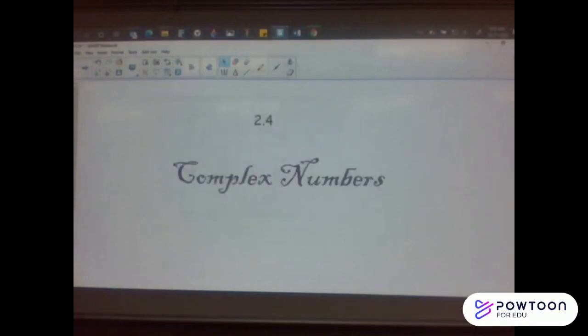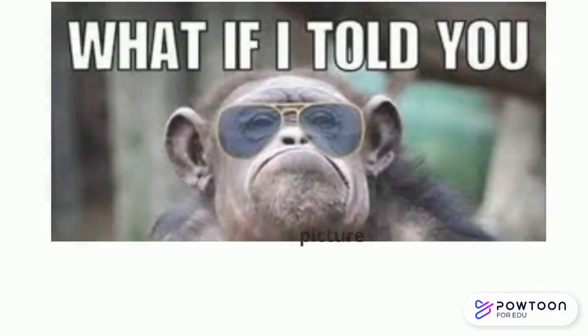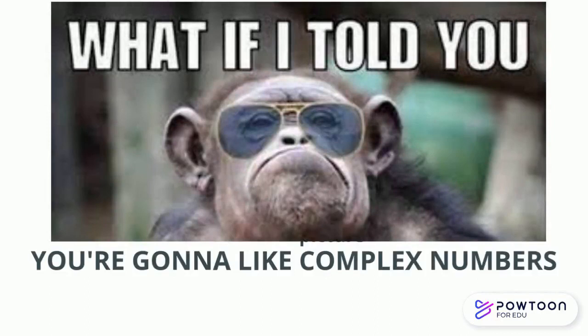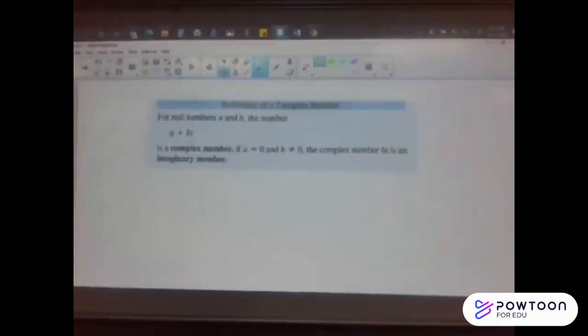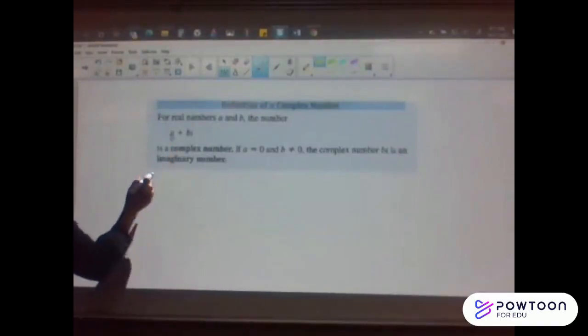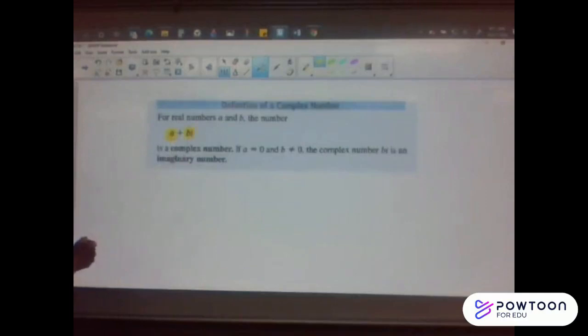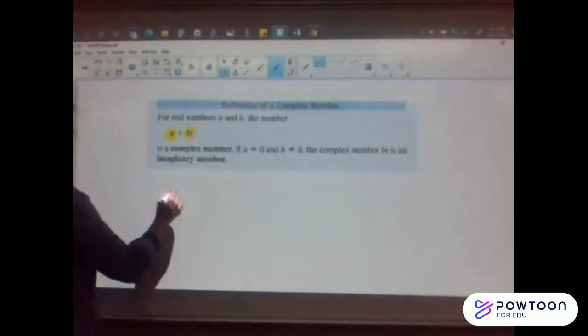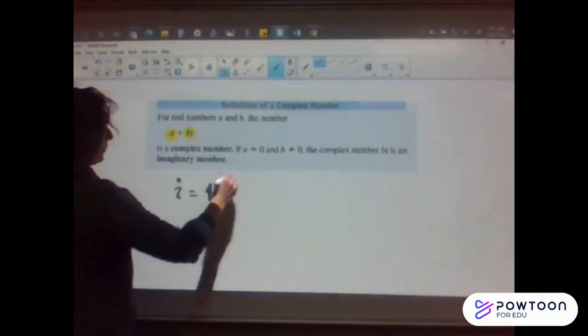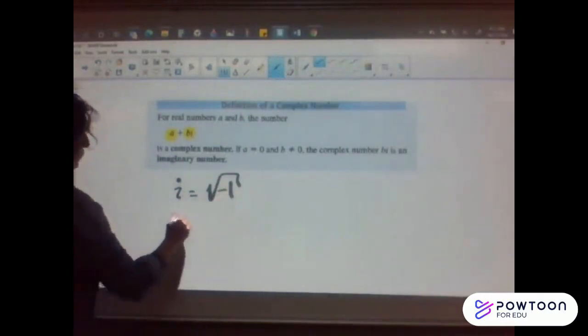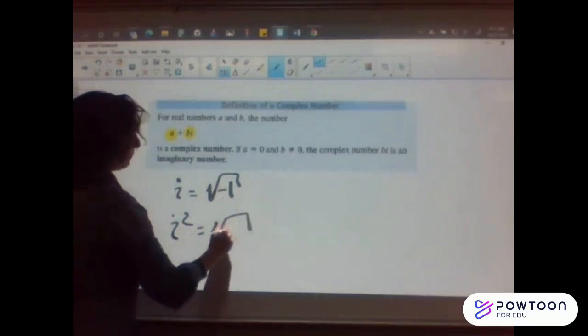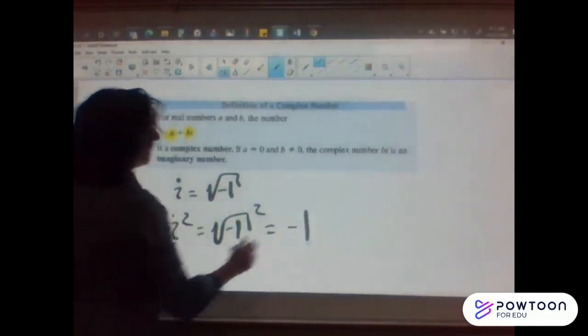Okay, now for our complex numbers. Remember that complex numbers are made up of a real number and an imaginary number. And remember, our imaginary number is the square root of -1. And if we square our imaginary number, we get -1.